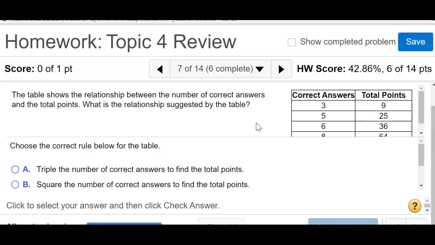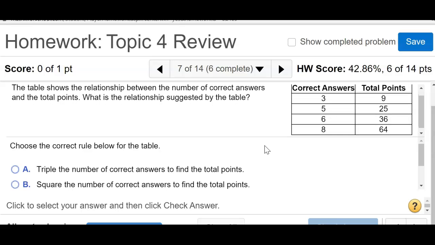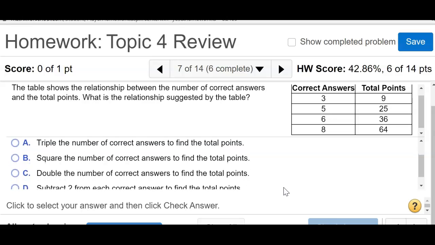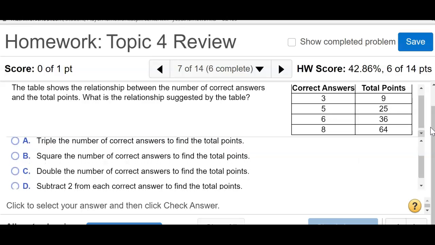All right, this is a really good question here. Find the relationship in this table. You have A, B, C, or D. How are the correct answers correlating to the total points? How do you get from X to Y? We're seeing how the correct answers relate to our points.